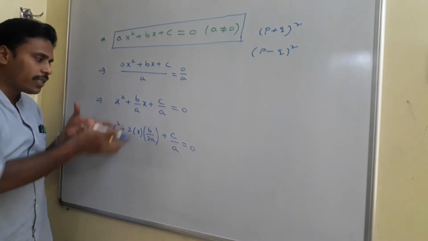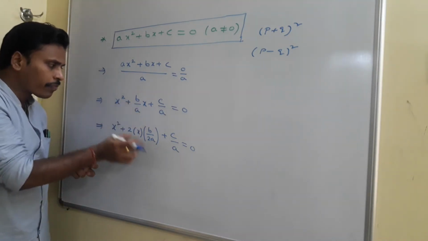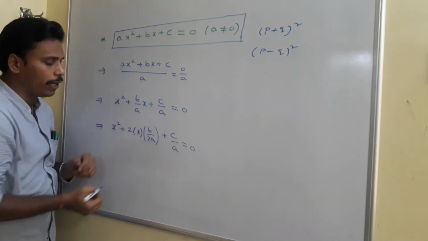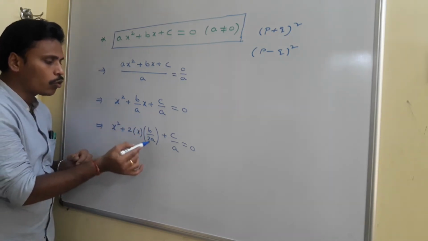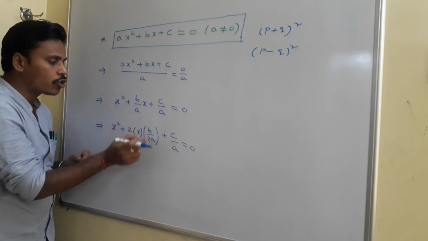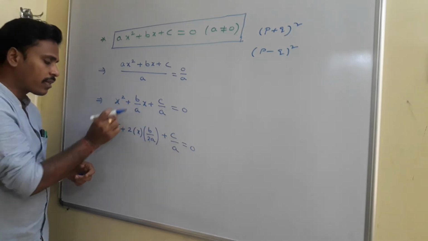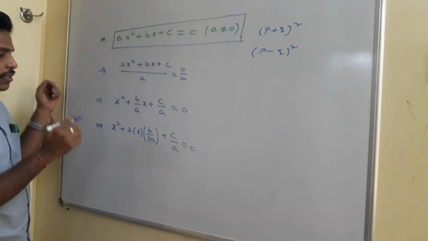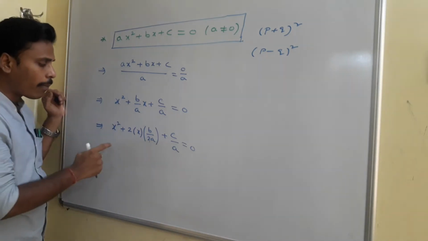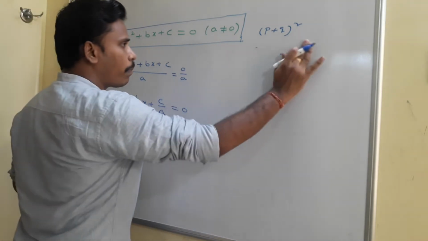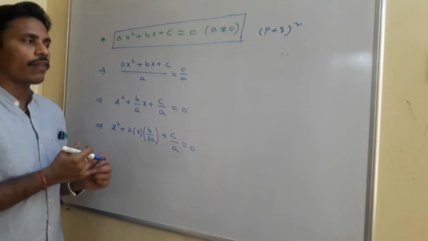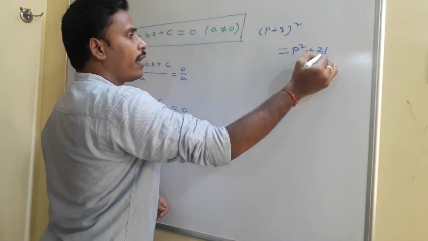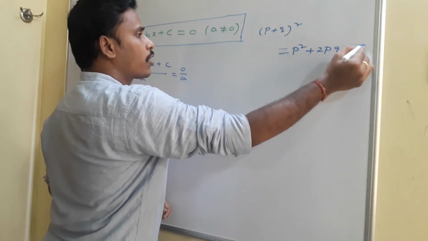Nothing is wrong. I am just rewriting this bx by a as 2 into x into b by 2a. If you look at this, 2 and 2 will get cancelled, so these two things are equal. And this x square and c by a I wrote here as it is. Now see, since my idea is to convert this into a perfect square form, a perfect square form like p plus q whole square needs p square plus 2pq plus q square.